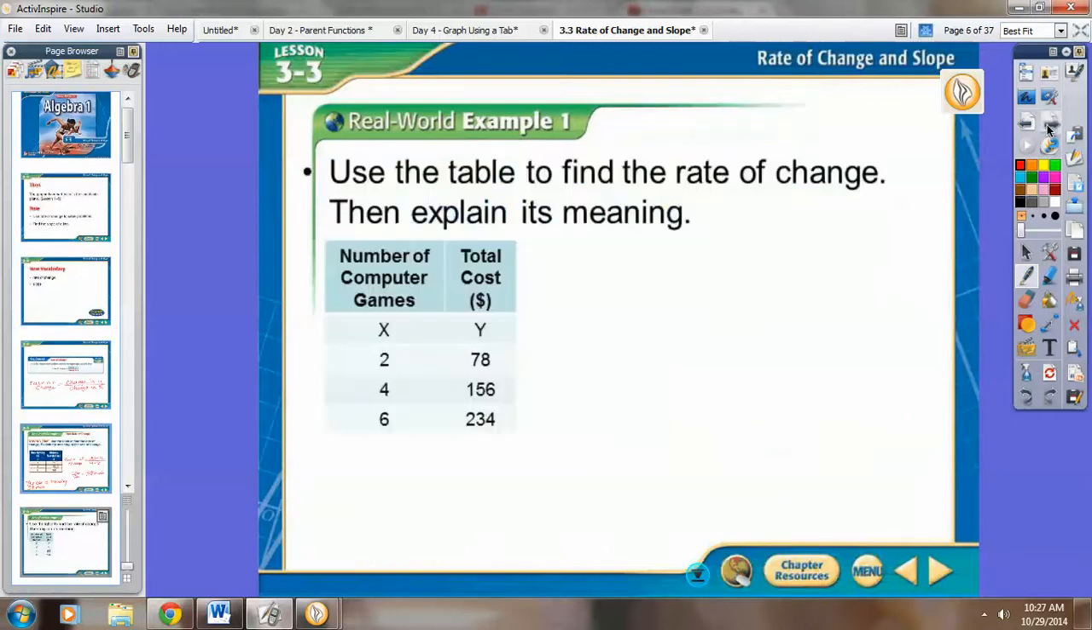Let's look at the next table. This time we're talking about the number of computer games, which is our x, and the total cost of these computer games. We want to find the rate of change. Pick two ordered pairs. It doesn't matter which two. They have to be next to each other? Not necessarily. I could pick the first and the third if I wanted. To find the rate of change, we're going to do change in y divided by change in x.